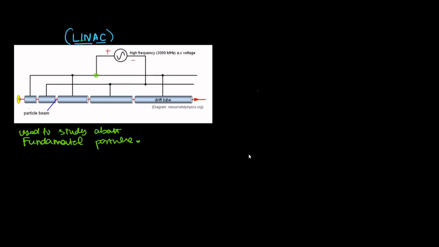We have already learned that these fundamental particles only occur during very high speed collisions. So this linear accelerator, or particle accelerator, is used to increase the speed or the energy of the particle and then make collisions to study them. Let's look at how this particle accelerator works.